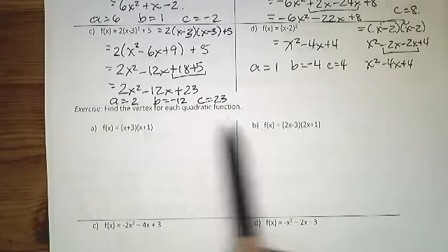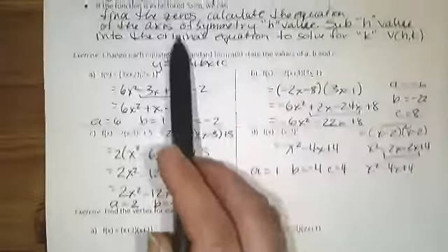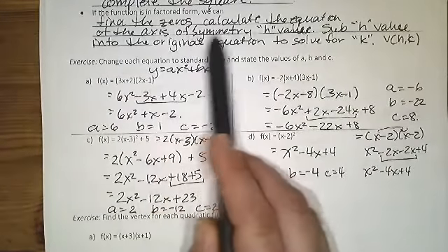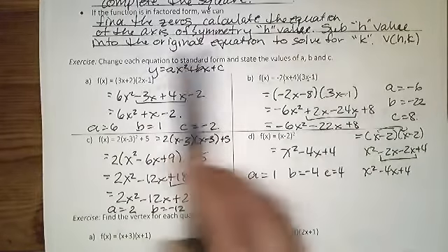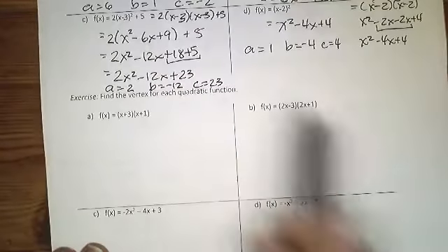So if we're in factored form already and we want to find the vertex, we wrote the steps up here. We're going to find the zeros. We're going to calculate the equation of the axis of symmetry, which is really our h value. We'll take the h value, substitute it into the original equation to solve for k. So those are the steps we're going to follow through in order to do that.